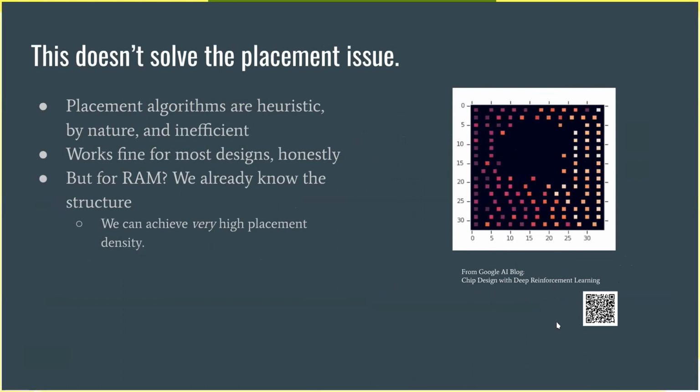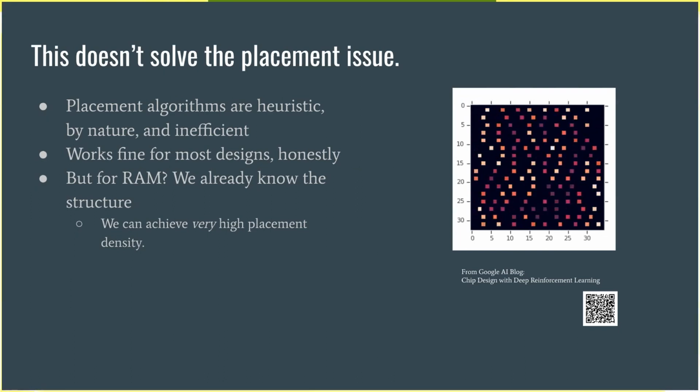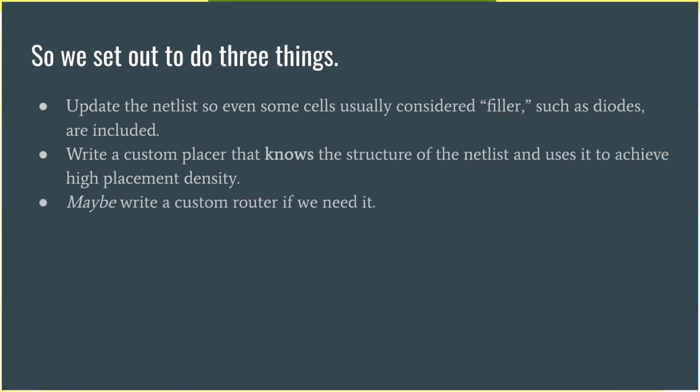But while those do fine for most designs, for RAM we already know the structure. I mean, it's just a bit and a buffer, a bit and a buffer, a bit and a buffer. Now, placers will just place them randomly to find a local minimum for the total wire length, but we know where we can place them and we can do a better job.